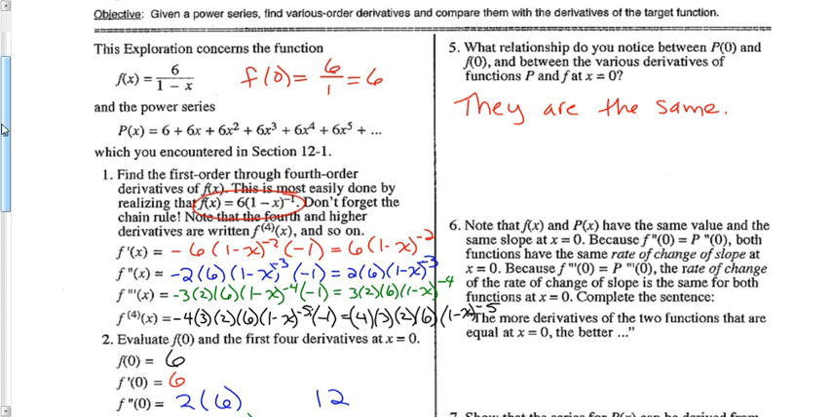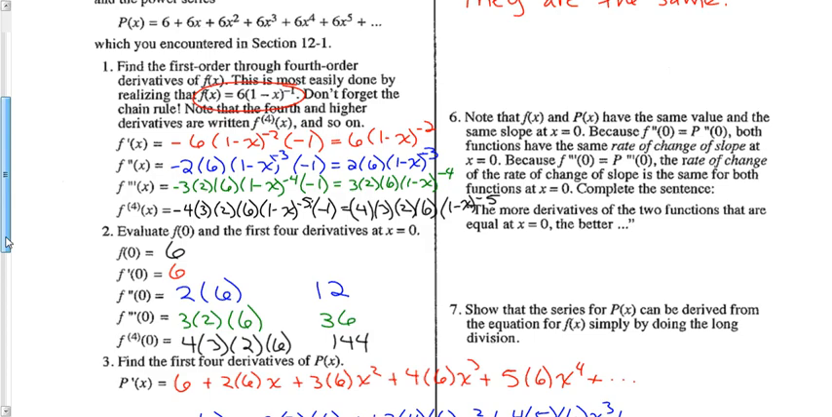Next, number 6. So f of x and p of x have the same value and the same slope at x equals 0. And the second derivative of f is the same as the second derivative of p. So they have the same rate of change of slope. And the third derivatives are equal. So that means the more derivatives of the two functions that are equal, the better these functions fit each other.